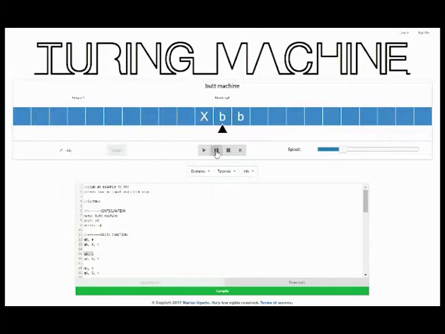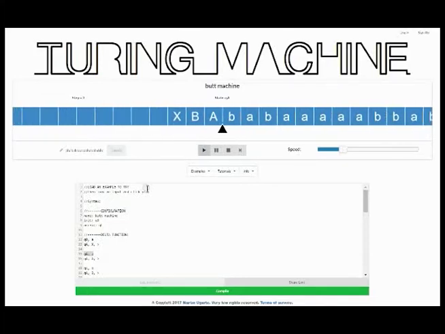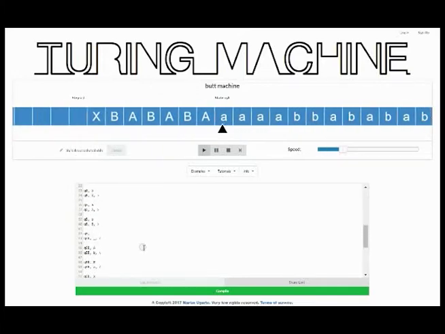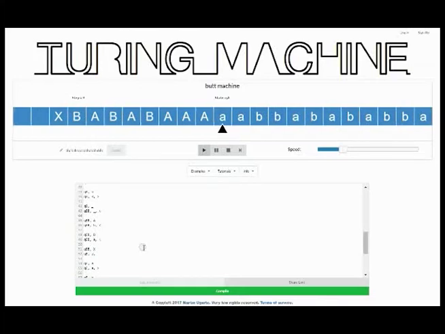From Q0, the Turing machine would transition to state QA or QB depending on the first input, and it will replace the first input with a big letter X. When it's in state QA, when the first input is A, it would transition to state QA, and when the first input is B, it would transition to state QB.